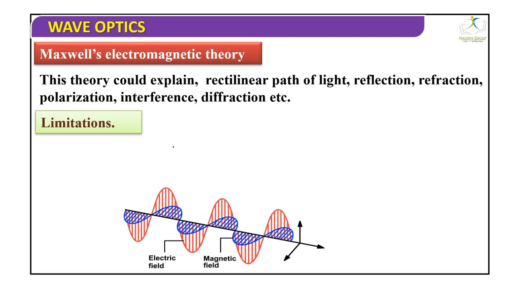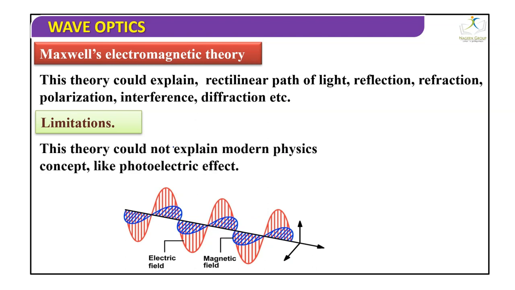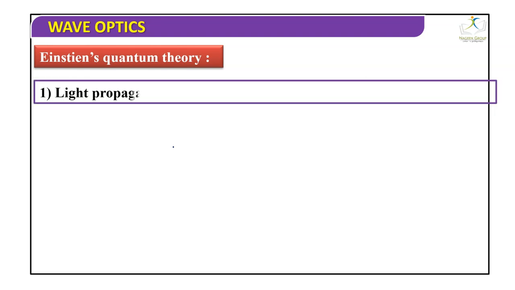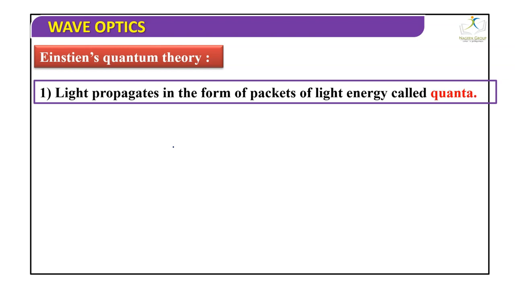But it has some limitations also. This theory could not explain modern physics like the photoelectric effect, the Compton effect, these kinds of things. So after that the scientist Einstein came, who gave Einstein's quantum theory. Because of that, we say light propagates in the form of energy packets.